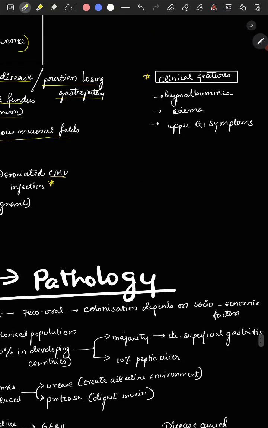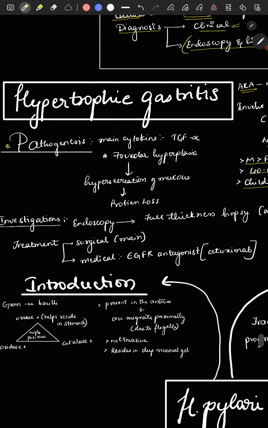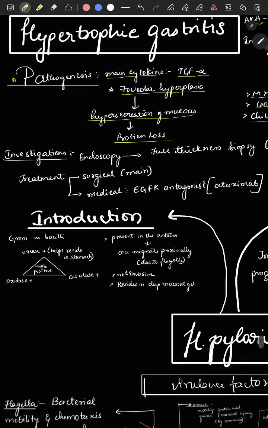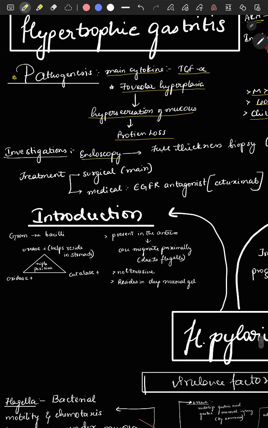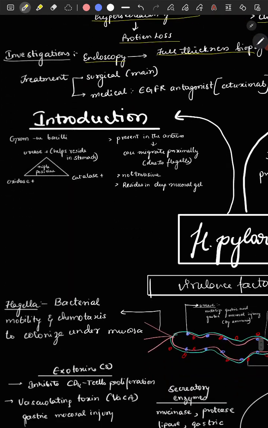The clinical features associated with hypertrophic gastritis are hypoalbuminemia, edema, and upper GI symptoms. In the pathogenesis, the main cytokine is transforming growth factor alpha. Foveolar hyperplasia causes hypersecretion of mucus, and there will be protein loss. Investigation is through endoscopy. Full thickness biopsy should be done to rule out malignancy.